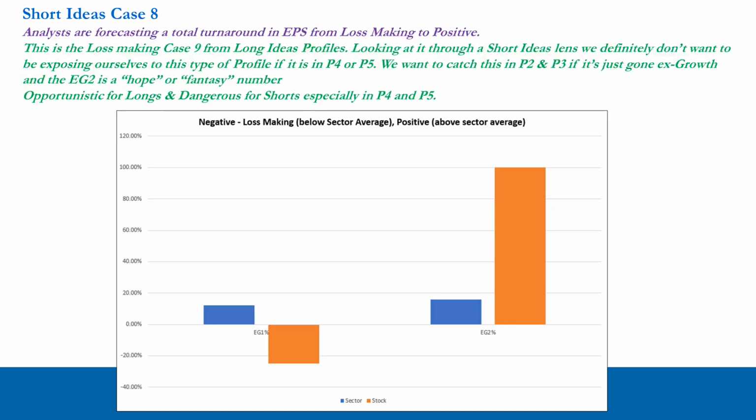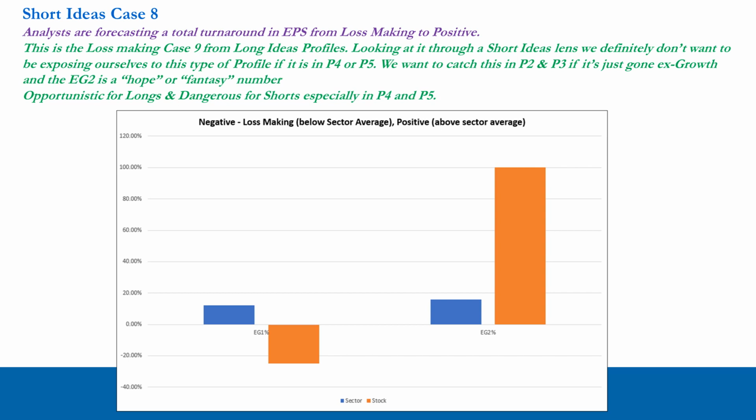Now let's have a look at case number 8. So for our short ideas case number 8, this is the loss-making case 9 from our long ideas profiles. Analysts are forecasting a total turnaround in EPS from a loss-making position to a positive profit-making position. So we're looking at case number 9 from long ideas profiles, but we're looking at it through a short ideas lens. This is our short ideas case number 8.